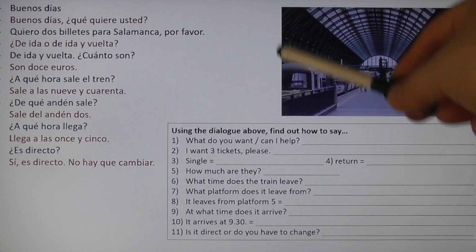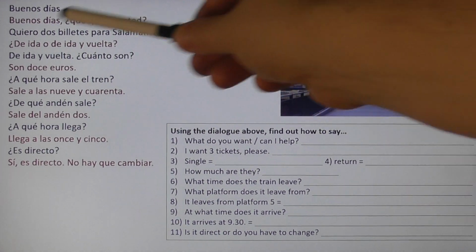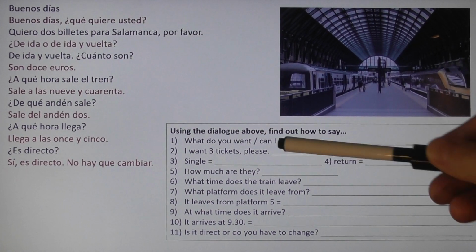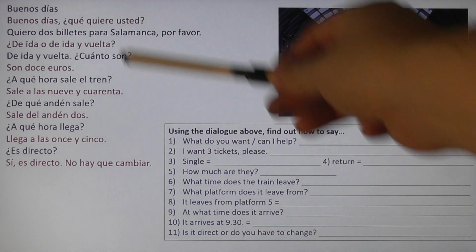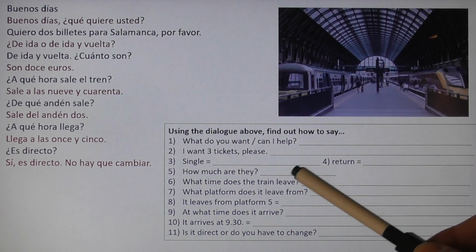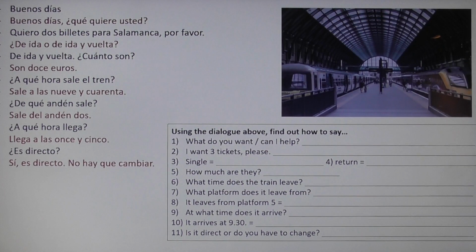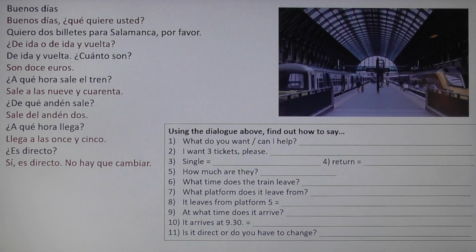Vamos, estamos en la estación de tren. So we are at the train station. Here's a dialogue between somebody buying a ticket and somebody working in a ticket office. Now I want you to find out how to say these words or structures using this to help. It's not always word for word, but you will find the bulk of what you need from the dialogue. Buena suerte. Y continuamos en 1, 2 y 3.